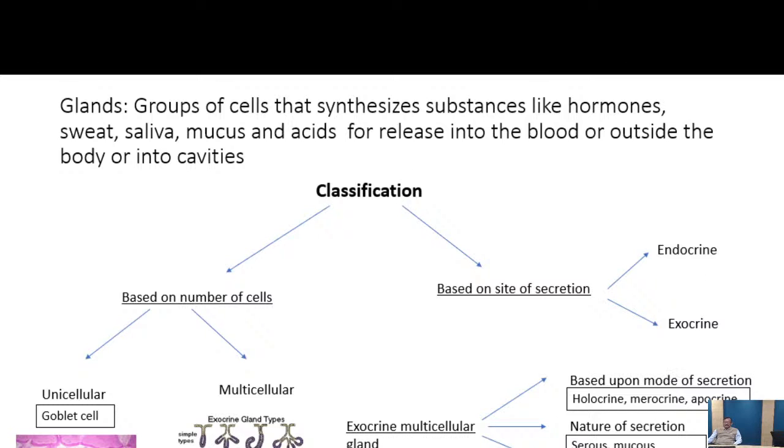So there are several methods of classifying the exocrine multicellular glands, but you must be aware at the same time that while we are talking of exocrine glands, there are also endocrine glands in the body, like the thyroid, the parathyroid, and the adrenal gland, which release their secretion into the blood. There is a separate lecture on endocrine glands, so I'm not going into that.